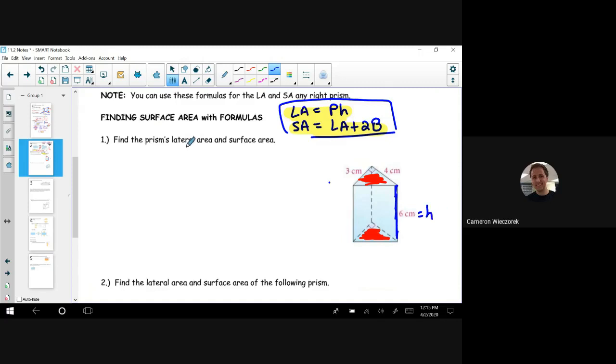In order to find the lateral area, what that means is I want to find the area of all of the rectangles surrounding that prism, but I am not including the triangles on the top and the bottom. So lateral area here, no triangles. The lateral area is going to be the perimeter of the base of the triangle times the height of the prism.